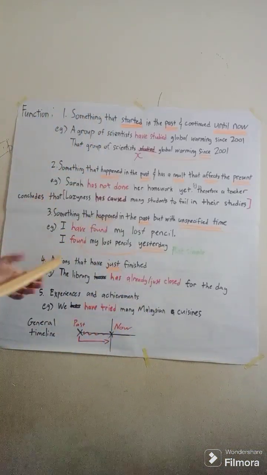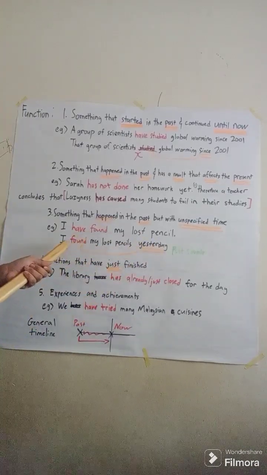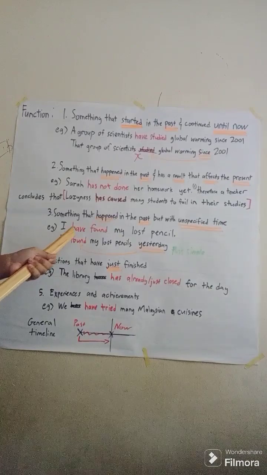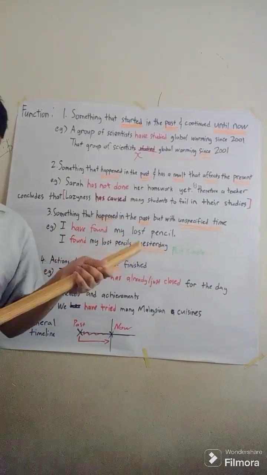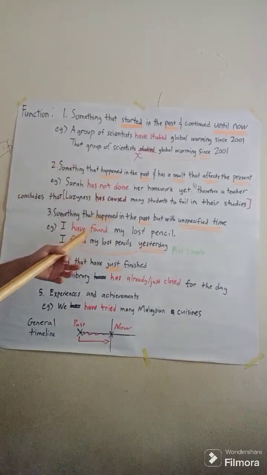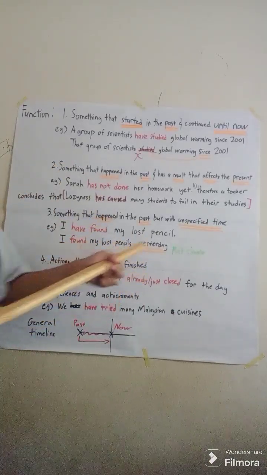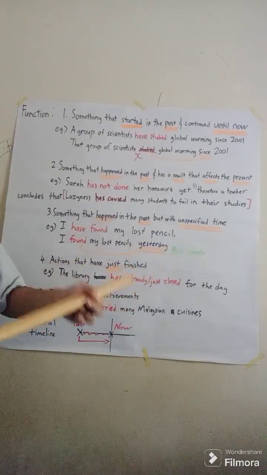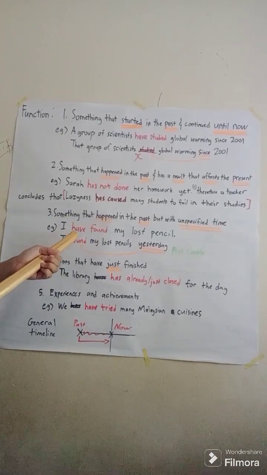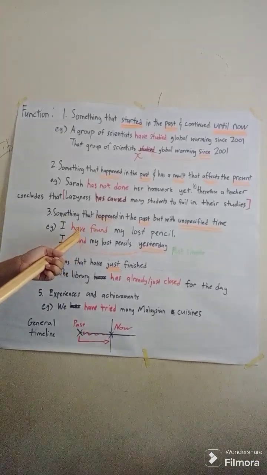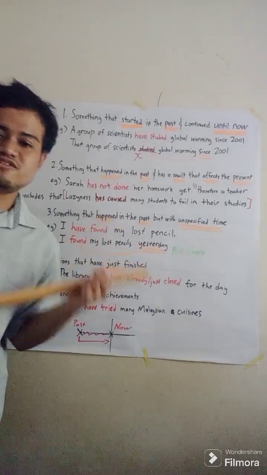Here, I found my lost pencil yesterday. So he used past simple and he mentioned a specific time. So this sentence is not present perfect simple. It is past simple because he used the past tense of find, which is found, and it mentioned a specific time.